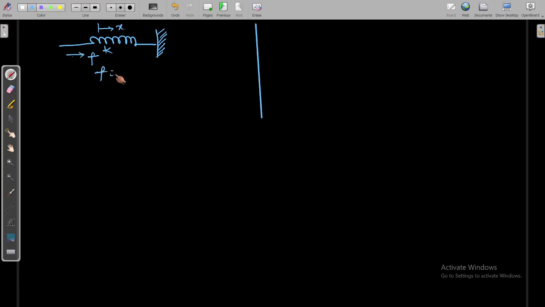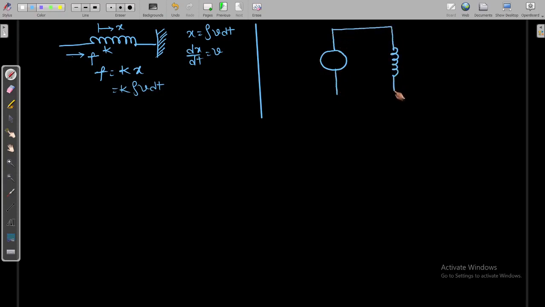When a force is applied, what can we write? Force can be written as K into x, where x is the integral of v dt, because dx by dt is equal to v. If you write x, you are going to get it like that. So we can write F = K times the integral of v dt. Now, on this side, I am going to connect a current source for the inductor. Let us see what will happen.